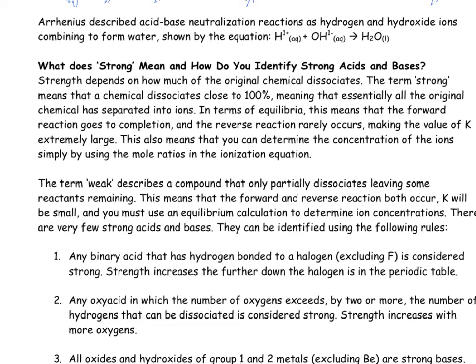In contrast, the term weak describes a compound that only partially dissociates, leaving some reactants remaining. This means that the forward and reverse reaction both occur. K will be small, and you must use an equilibrium calculation, including an ice table, to determine ion concentrations. There are very few strong acids and bases. They can be identified using the following rules.